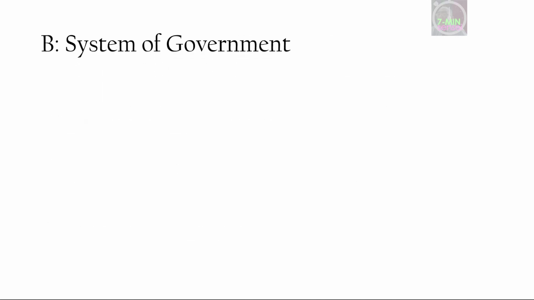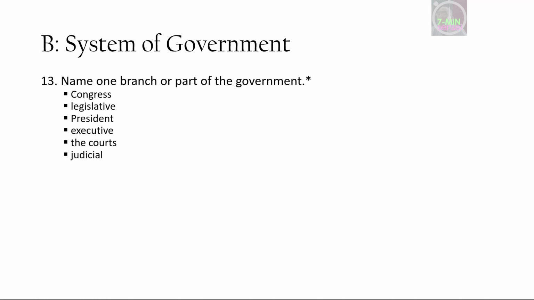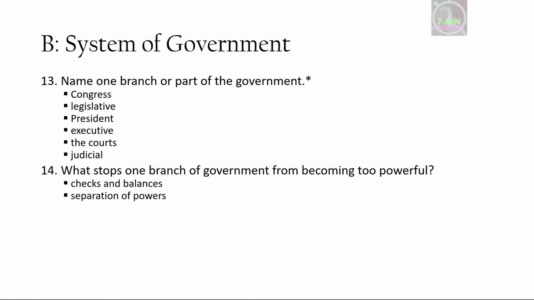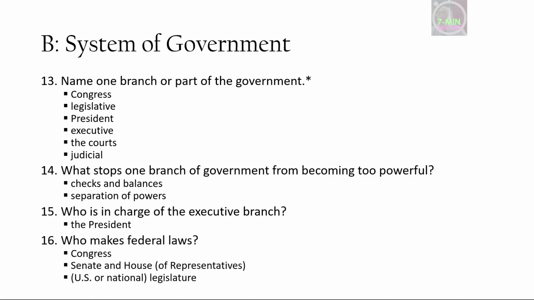B. System of government. Name one branch or part of the government. Congress. Legislative. President. Executive. The courts. Judicial. What stops one branch of government from becoming too powerful? Checks and balances. Separation of powers. Who is in charge of the executive branch? The President. Who makes federal laws? Congress. Senate and House of Representatives. U.S. or national legislature.